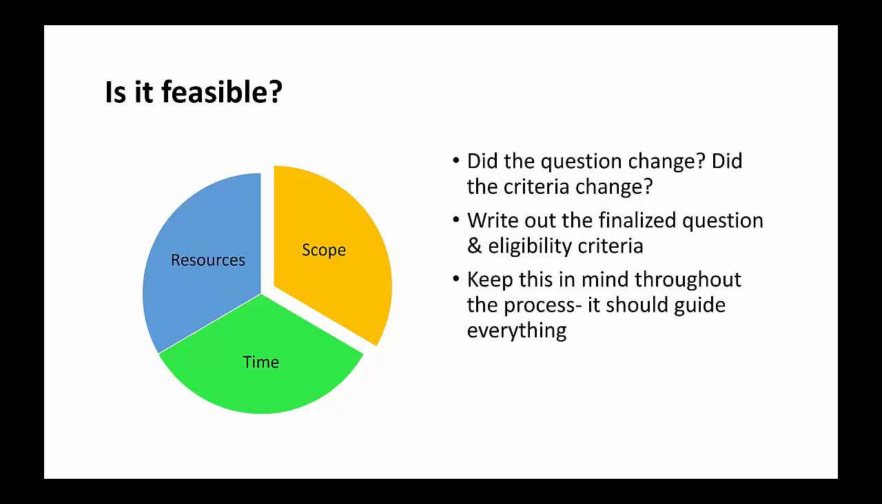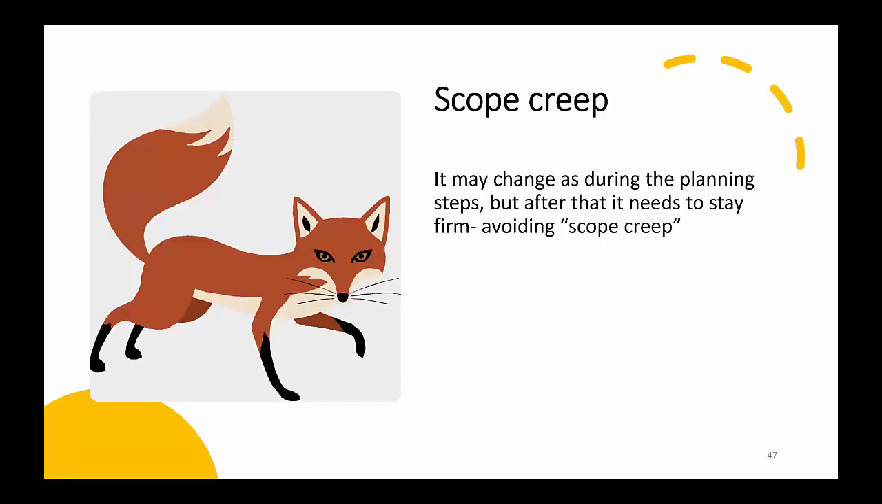Did their question change? Did their criteria change? They've got to keep going back to that question, and everything needs to be based on that. Because what you're trying to avoid is the scope creep. And that's when they come to an article and they say, oh, this is by Dr. So-and-so. We have to include that. And then I look at it, I'm like, this does not match your eligibility criteria.